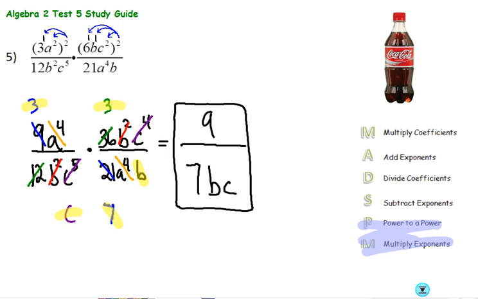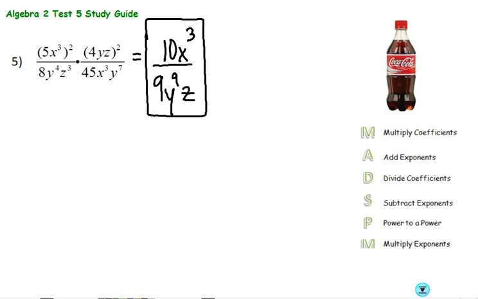Welcome back. Let's see what you got for number 5. Number 5 in the middle should have got 10x cubed over 9 times y to the 9th times z. So if you did get that correct, go ahead and pause now. Try number 5 on the right side. If you didn't get it correct, hold on for the explanation here, and hopefully we'll figure out where things went wrong for you.